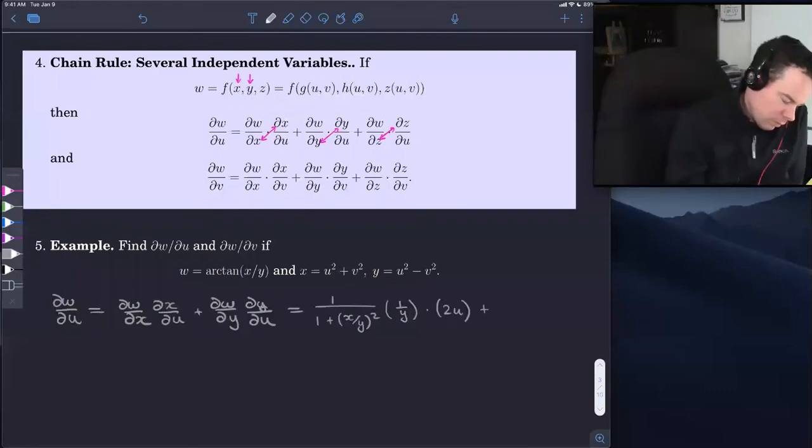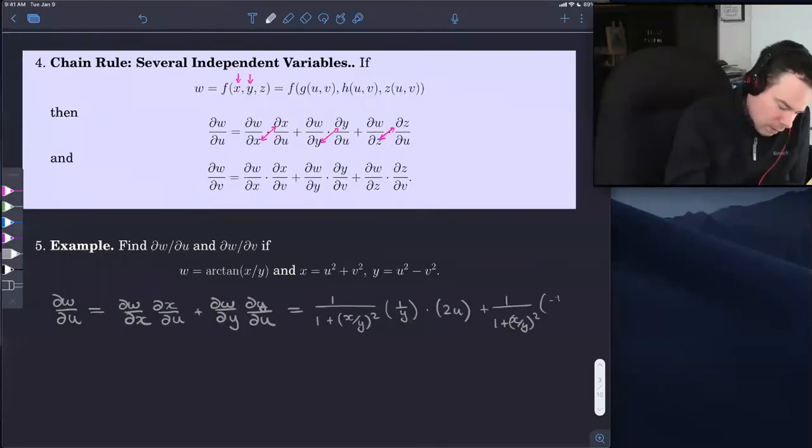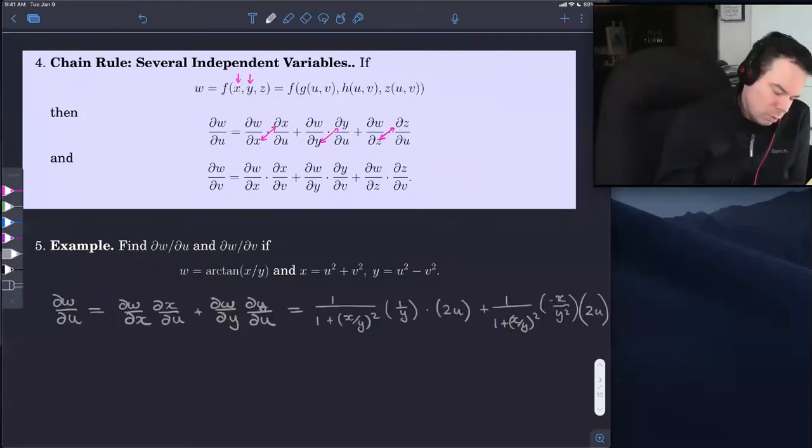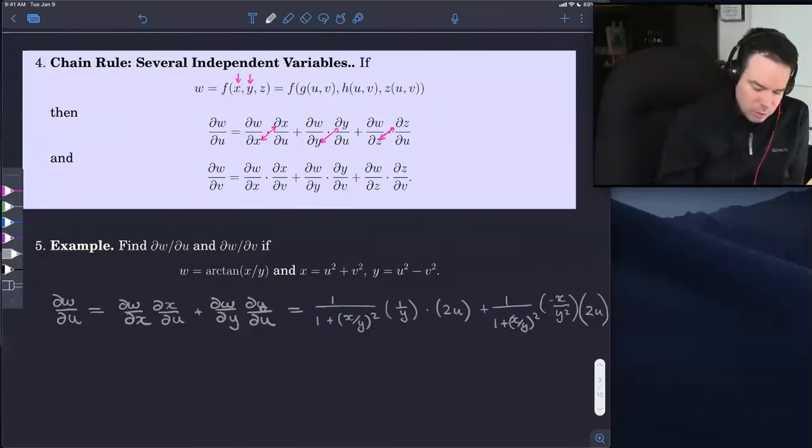And then we have to do the same thing for the next one. 1 over 1 plus x over y all squared times the derivative of the inside. That's the x over y part. The derivative of that with respect to y. So that's negative x over y squared times the derivative of y with respect to u. That becomes a 2u. So doing the chain rule here for the multivariable functions, we've got to do partial derivatives, and with those partial derivatives, we'll have to use our regular old chain rule for one variable.